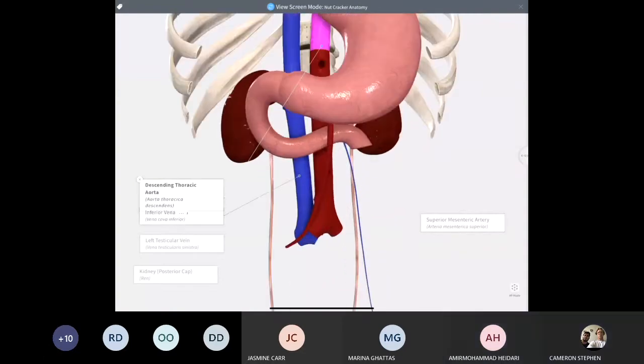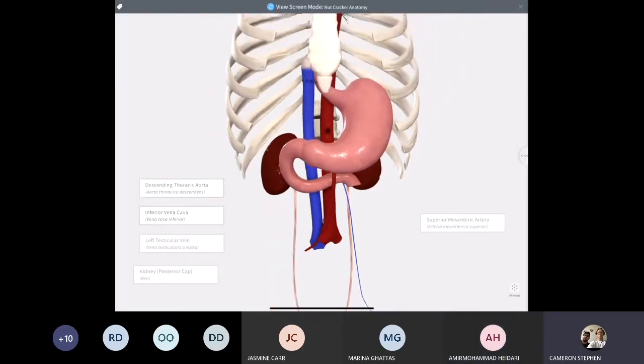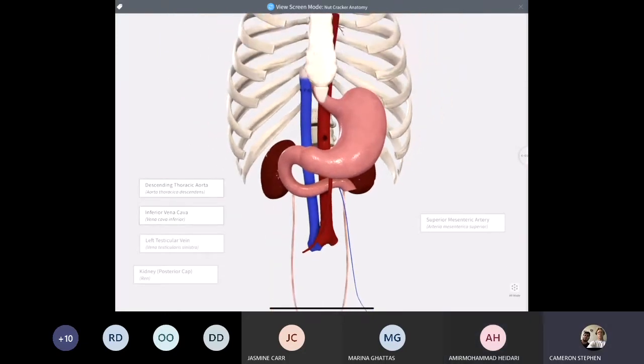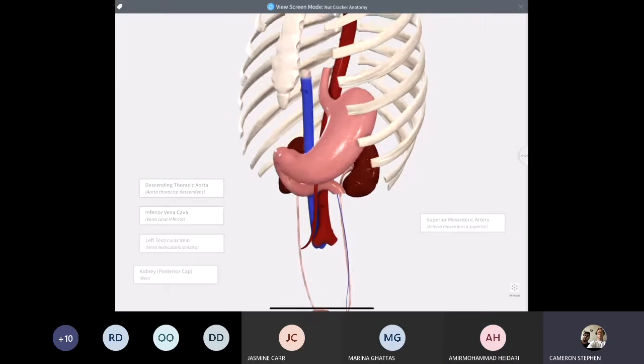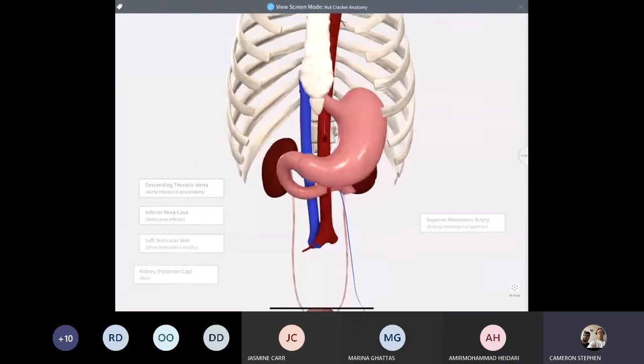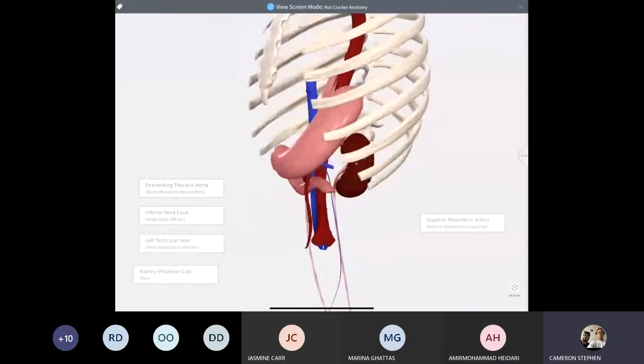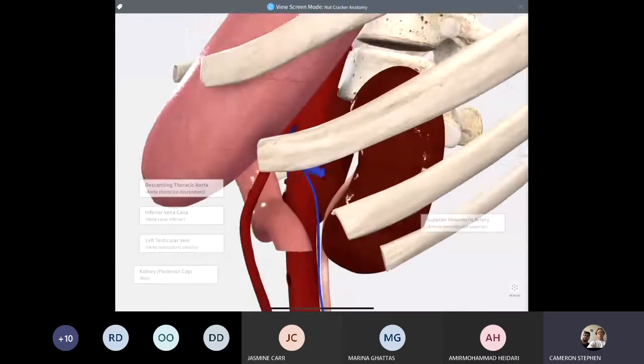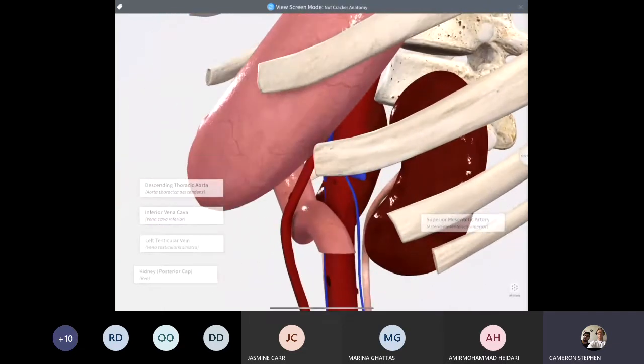Yeah. So like we said, the aorta, great big vessel running right down the middle of your body, taking all the oxygenated blood to the structures and the tissues that require it. And the branch that we really are concerned with, that Amir was speaking about, is the superior mesenteric artery.